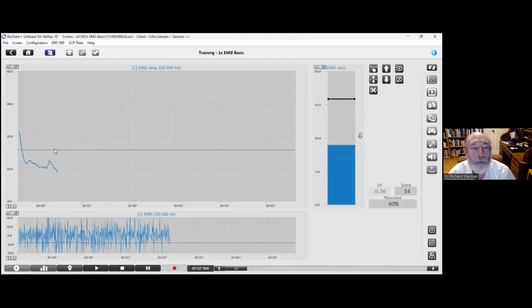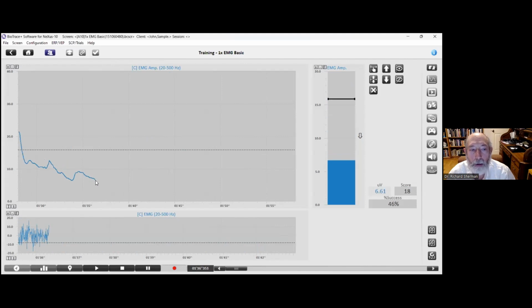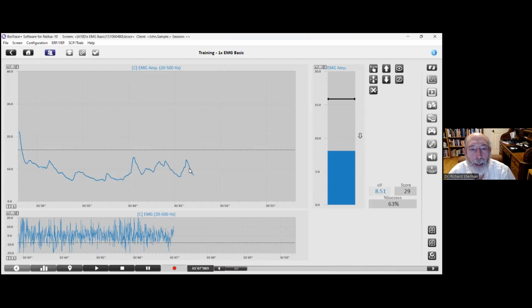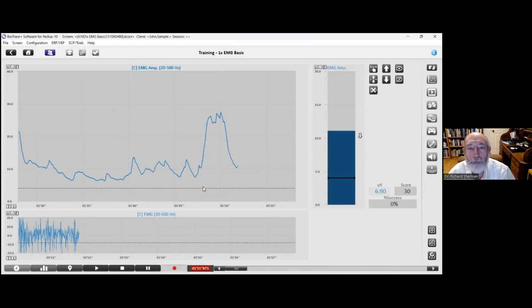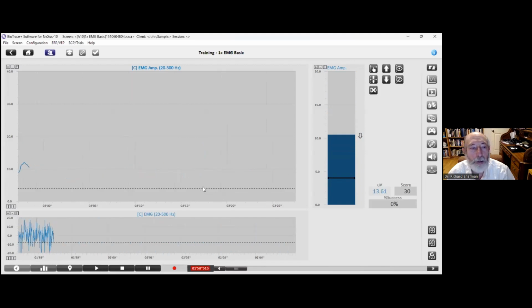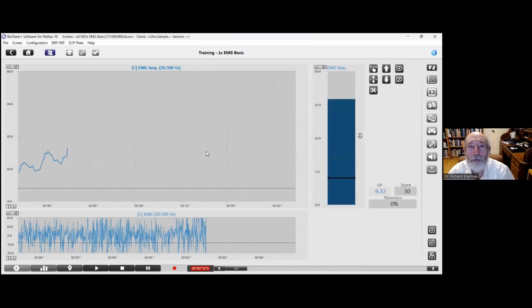When we want people to recognize how tense their muscles are, we show them this display. For instance, normal for the forehead would be way down here. So what we would do is have somebody try to relax their muscles enough to go down to a normal level and teach them what it feels like.